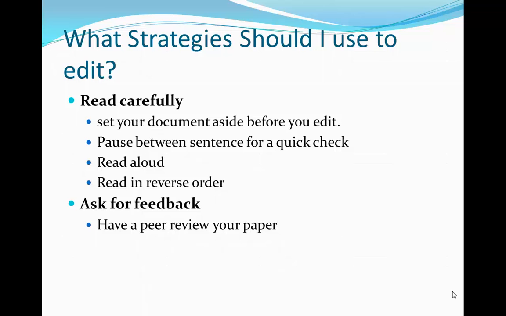One really good way to see your errors is to read it aloud, or to read the sentences in reverse order. Start from the end and read each sentence backwards. You don't have to read all the words backwards, but read it sentence by sentence backward. And always ask for feedback. You will be having a peer review your paper, so hopefully they will also be doing editing of your paper when they look over your peer review. Well, not hopefully, they will be doing it if they want to get a good grade on their peer review.